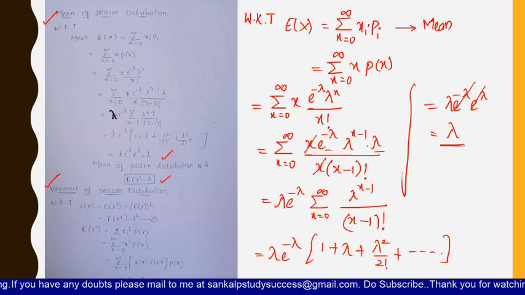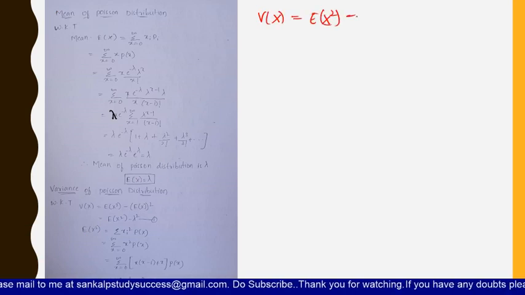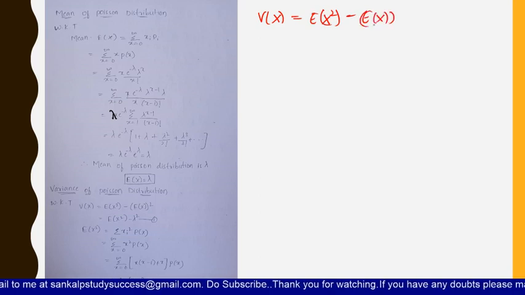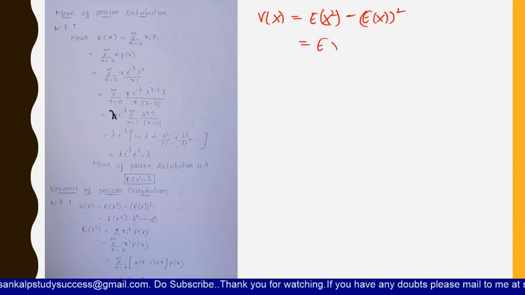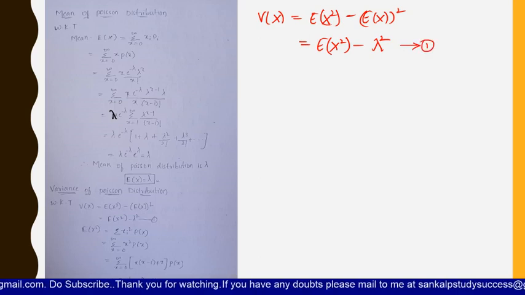Now, in the same way, you can derive the variance of Poisson distribution. Let us see what the variance of Poisson distribution is. We know that V of x is equal to E of x square minus E of x whole square. So this is the variance of Poisson distribution. Here we have already got the value of E of x, which is nothing but lambda. So E of x whole square is nothing but lambda square. We are considering it as equation 1. So now we have to find out the value of E of x square.